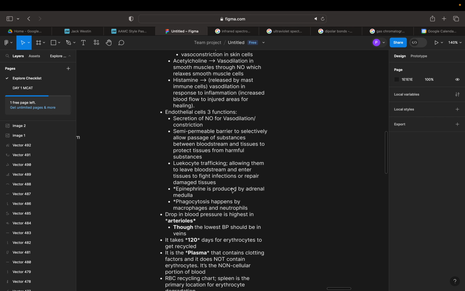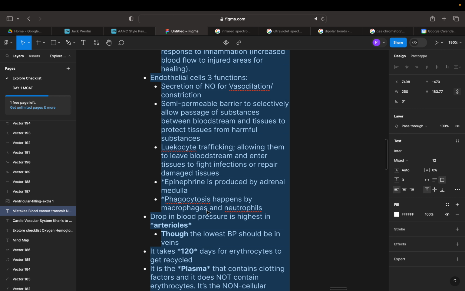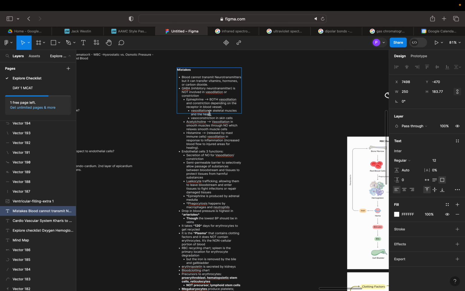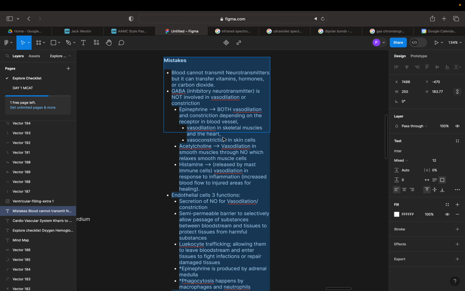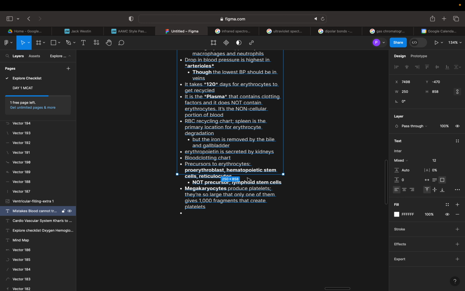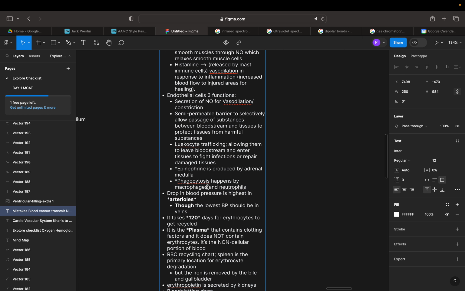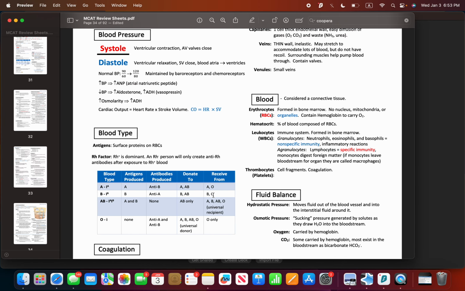Okay, so we have... that's why we couldn't edit this. Okay, so here we are, monocytes. Cool.